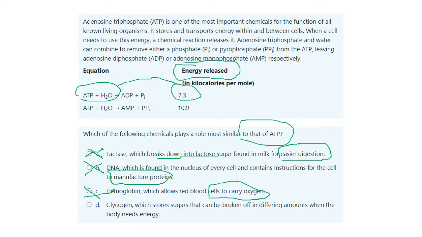We can see that here, and we can see in the passage it says when a cell needs to use energy. So we have to have something in the answer that is about releasing or using energy.